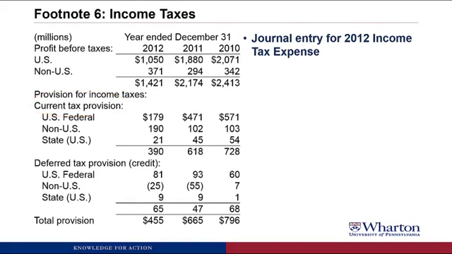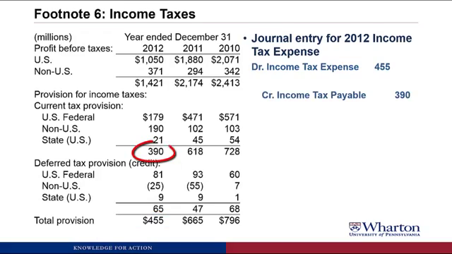That's $390. Then there's deferred tax provision. These are the deferred tax part of the journal entry. And at the bottom, we have total provision. That's the total income tax expense of $455. So we're debiting income tax expense $455 for that total provision. Moth credited income tax payable of $390 for the current payable portion. This is what we owe the government this period. And then to balance it, there was a credit to deferred taxes of $65, which is what we need to balance this journal entry.